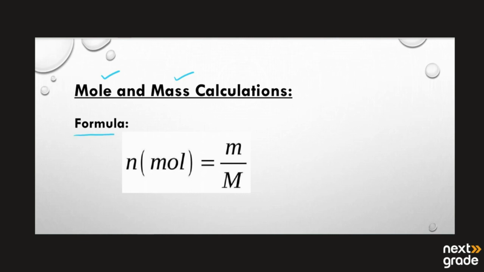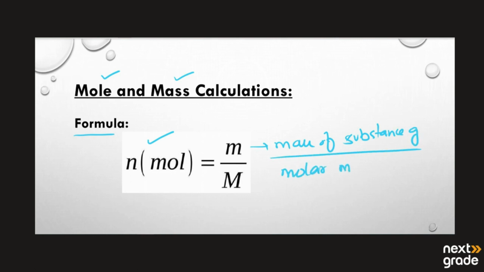We have also discussed in our previous lecture that number of moles is equal to mass of substance in grams divided by capital M, the molar mass. So this is the simple formula that we can use to find the number of moles as well as the mass of substance. We can find the mass of substance and also the number of moles, and this is a very easy formula to use.